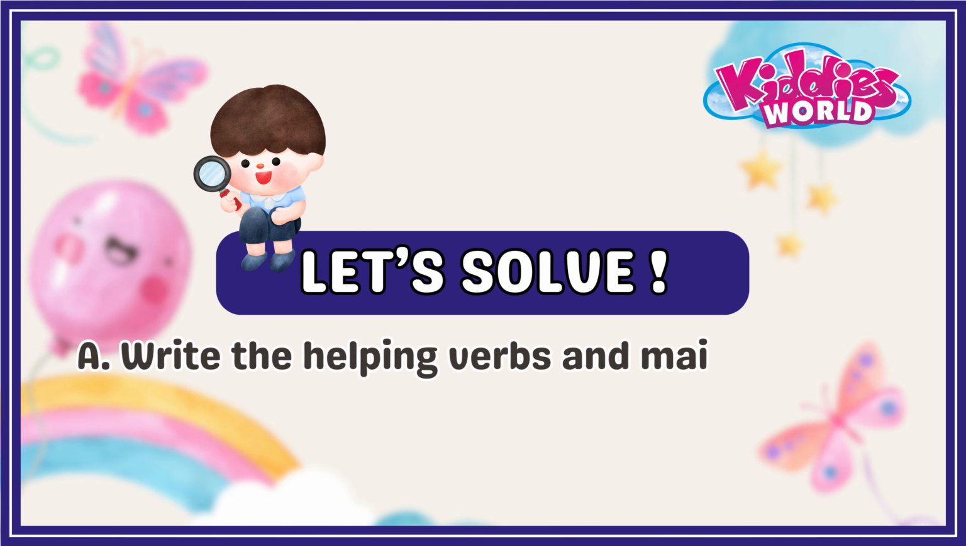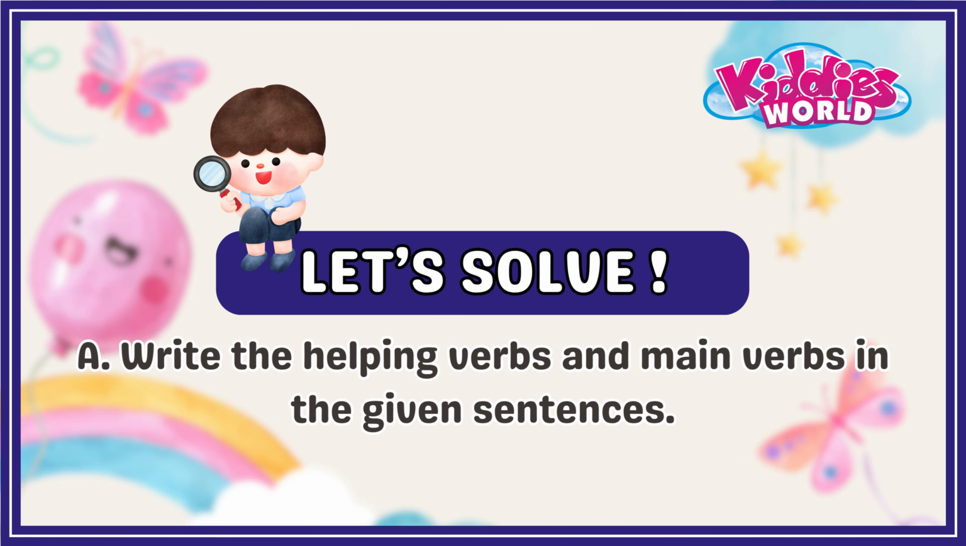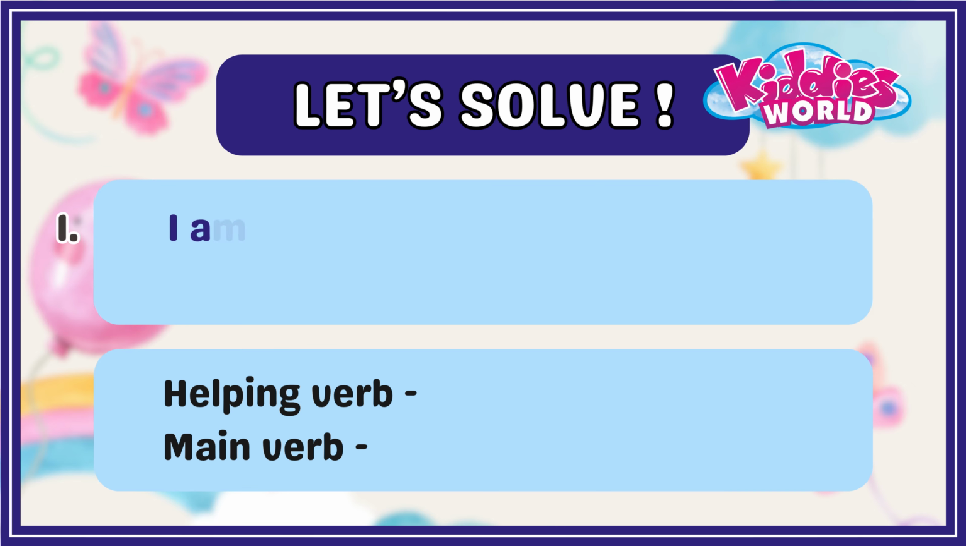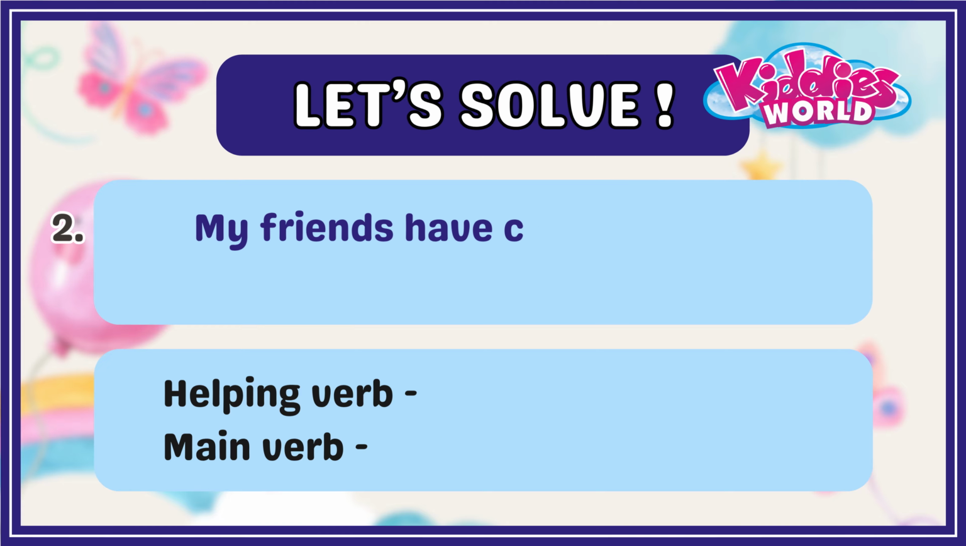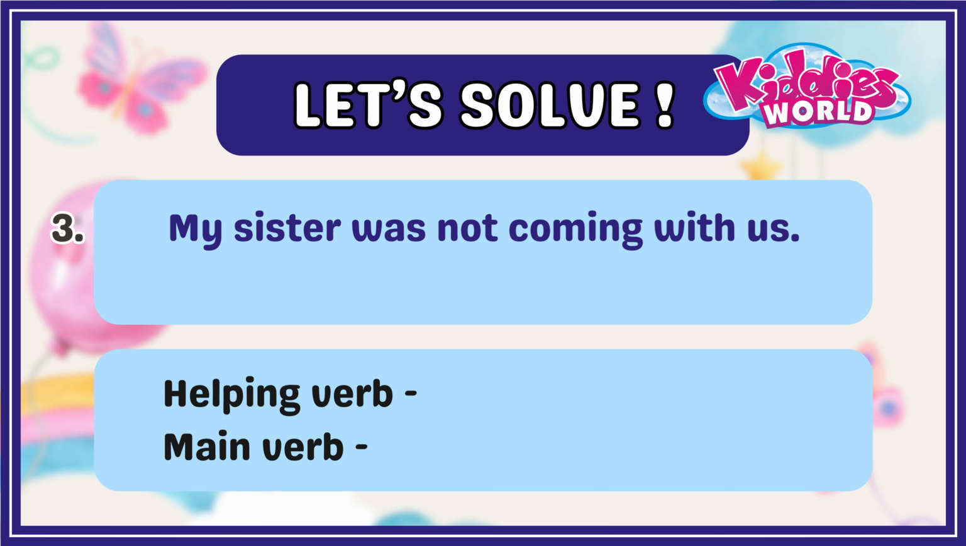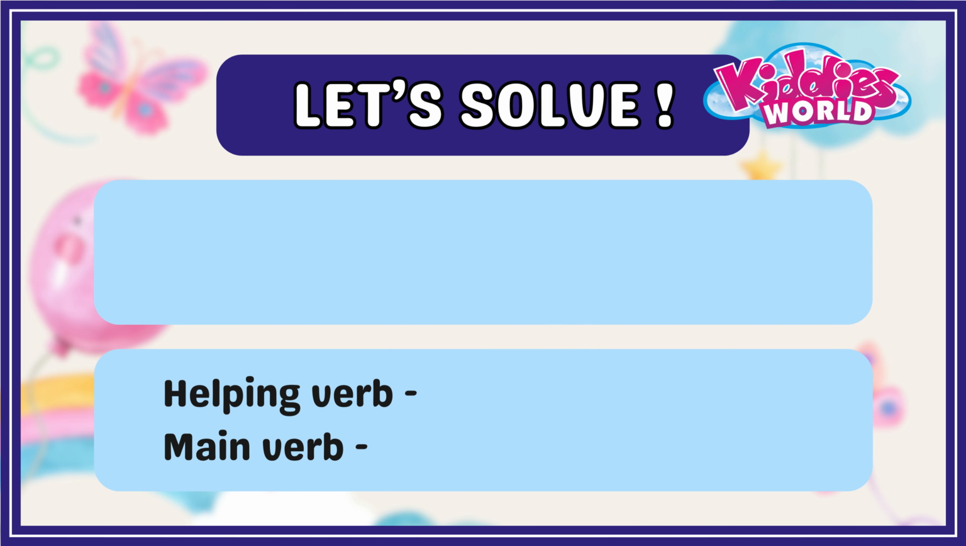Write the helping verbs and main verbs in the given sentences. I am visiting a museum tomorrow. Helping verb, am. Main verb, visiting. My friends have come with me. Helping verb, have. Main verb, come. My sister was not coming with us. Helping verb, was. Main verb, coming.